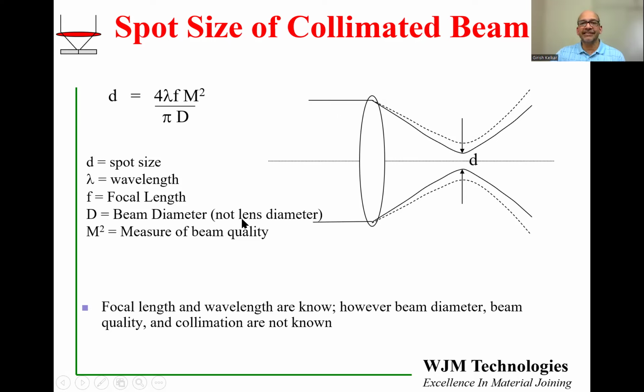Now, this is not the lens diameter. This is the diameter of the beam. Of these parameters, the wavelength and the focal length are well known, but the other parameters, such as M square, the beam quality, are not easy to estimate. D, the beam diameter, is also not easy to estimate correctly. And we don't always know exactly if the beam is collimated. So that is why, even though this equation can be used, it's not very practical.